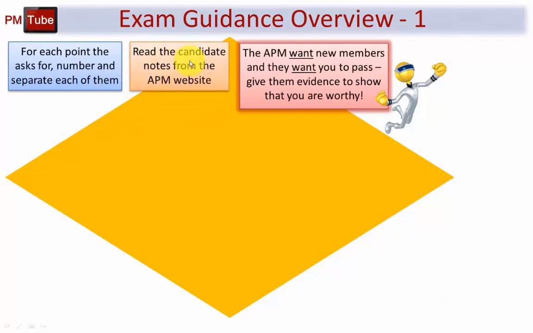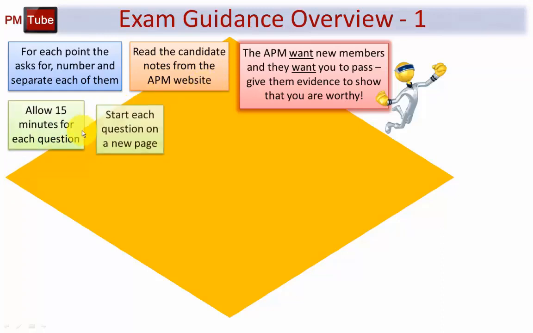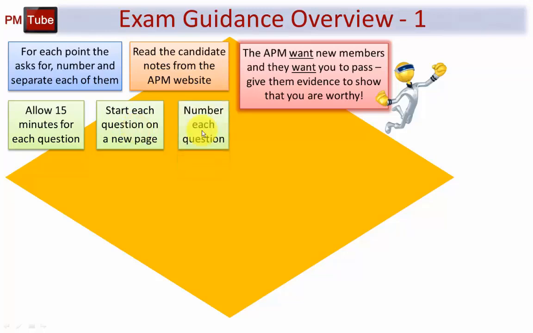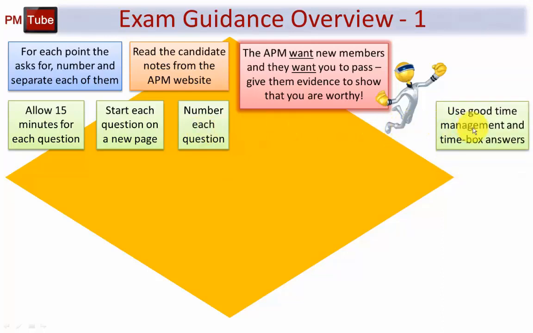Read the candidate notes from the APM website. I'll be pointing you to where you can find those later. You need to allow 15 minutes for each question. And it's important to start each question on a new page. Get used to doing that with your pad of paper. Number each question, and indeed each part question, as I've already mentioned. And use good time management and time box answers.